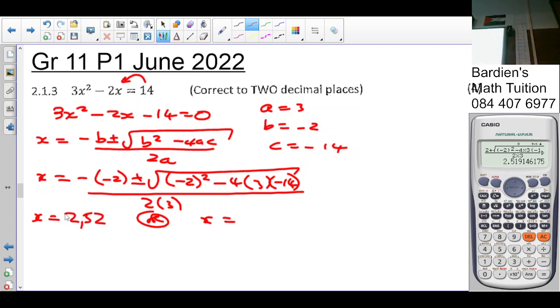Remember this question, they penalize you if you're not rounding off properly. Okay? So watch out for that one there. And of course the one with the negative, it's negative 1,85. Okay.